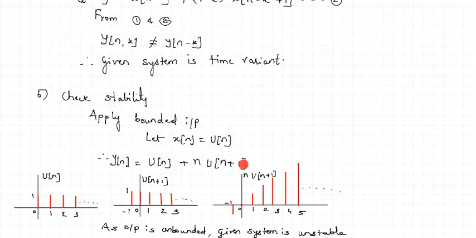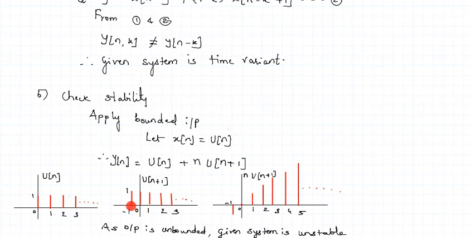So y of n comprises two terms. u of n, the unit step signal, wherein all the samples have magnitude 1. Then you have a term which is u of n plus 1, so we are going to shift the unit step signal by 1 unit. We are going to advance it, so the signal starts from n equal to -1 and tends towards plus infinity. Now this shifted unit step signal is multiplied by n.